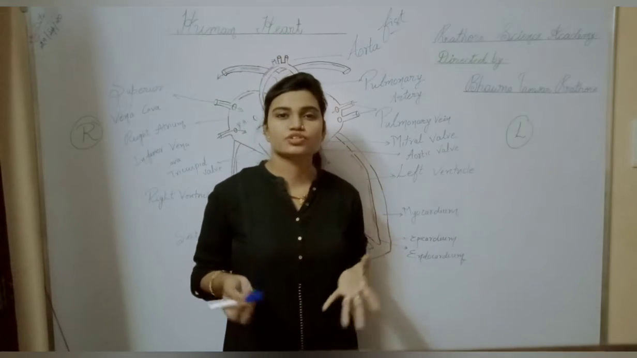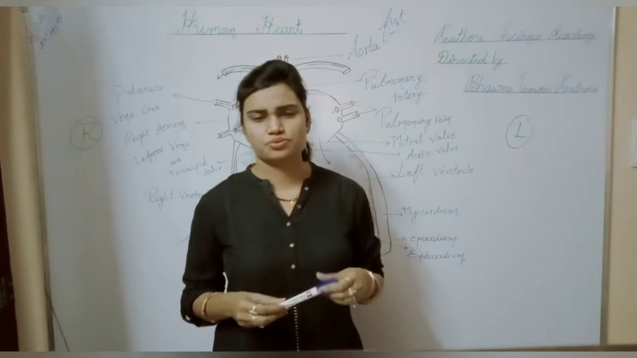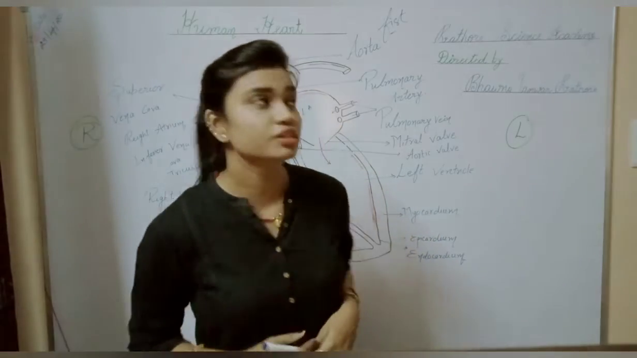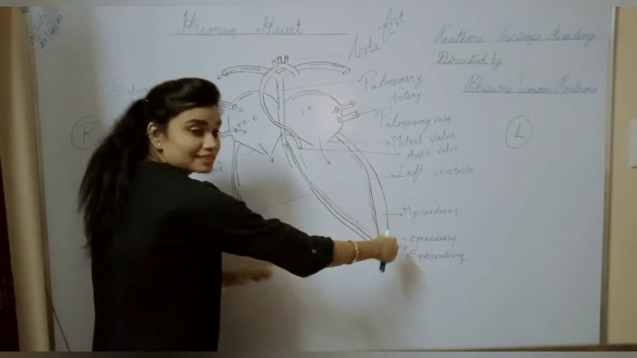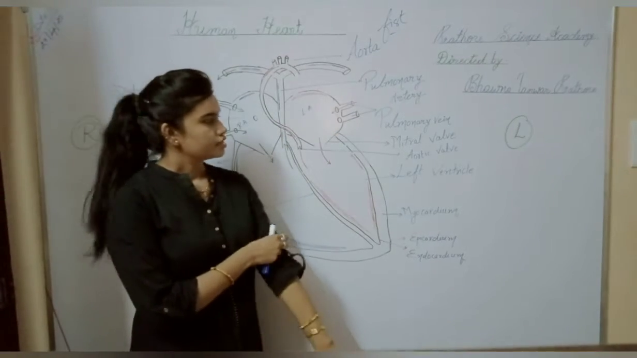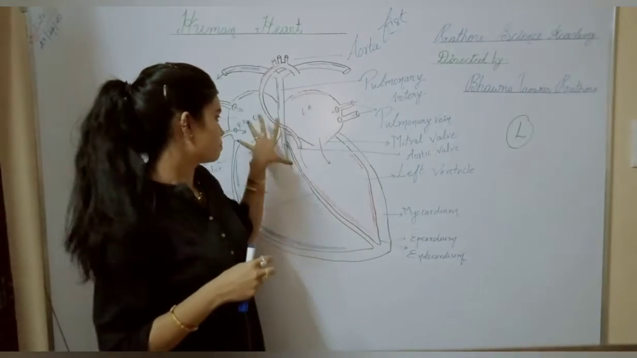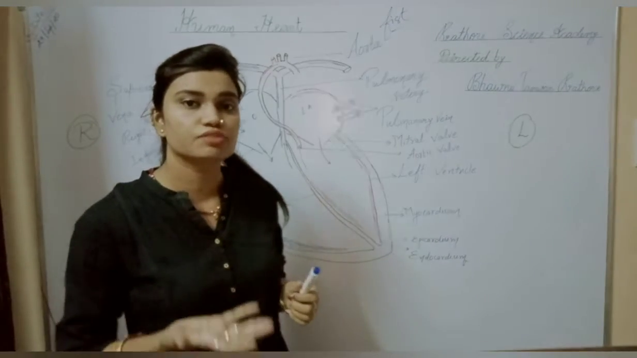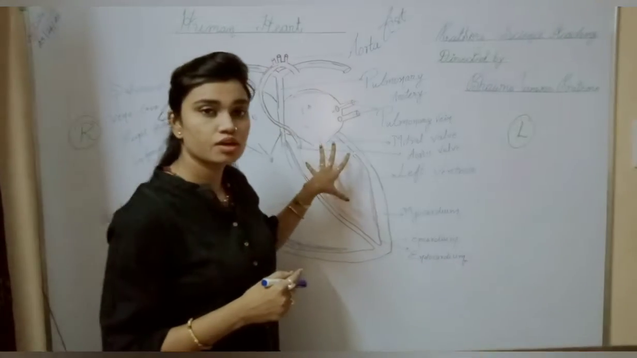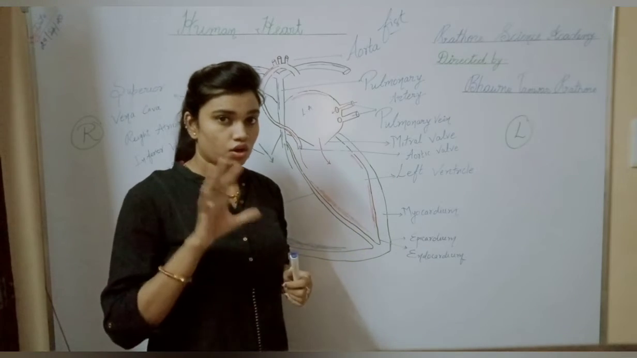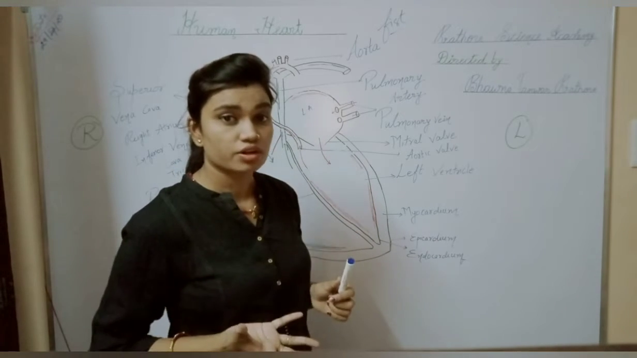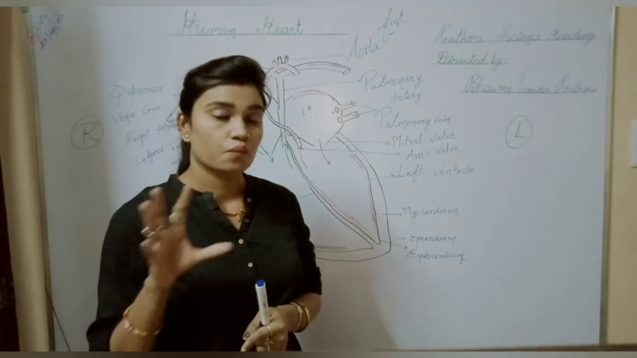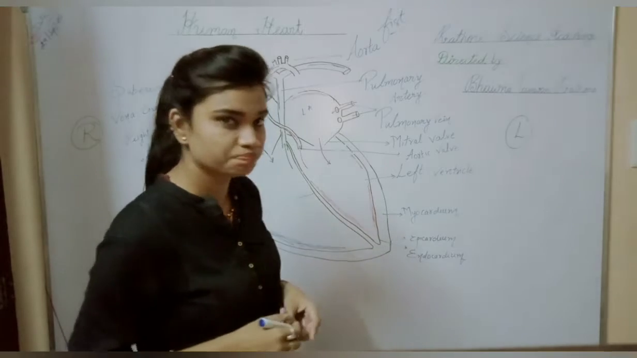What will be the structure of human heart? Is it like this? No. The structure of human heart is like this. First we will discuss the parts of human heart, then we'll discuss how it works. What are the parts and how do they work? Already we have discussed that this is a pumping organ which pumps the blood all over the body, via the circulatory system.